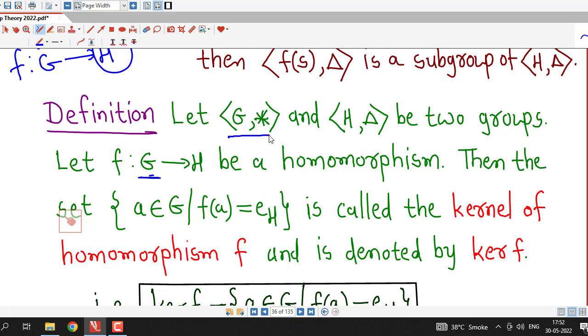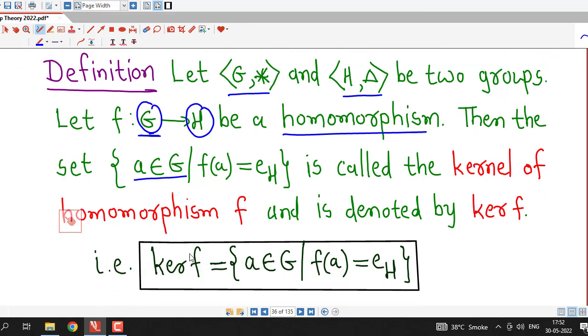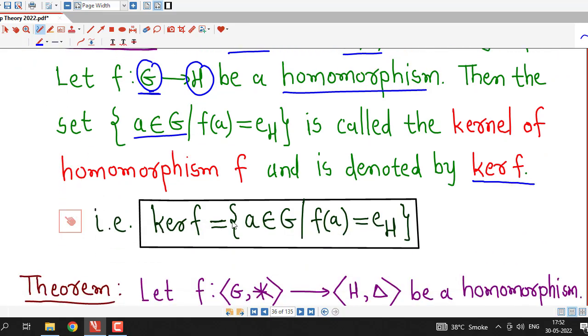I have written this definition. Let G with binary operation star and H with binary operation delta be any two groups. Let F be a homomorphism from group G to group H. Then the set of those elements A that belong to G such that F of A equals identity of group H, denoted by E suffix H, is called the kernel of homomorphism F and it is denoted by KERF, that is KERF equals the set of A belonging to G such that F of A equals EH. We will remember this definition.